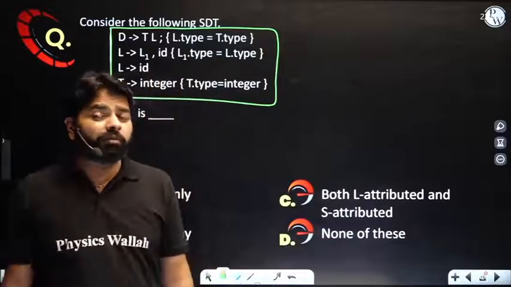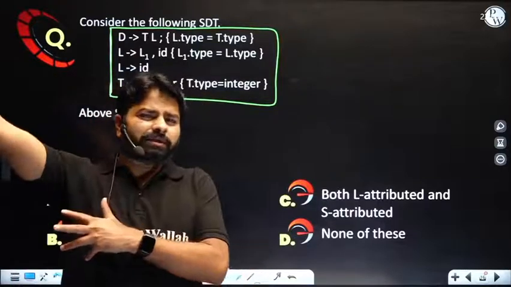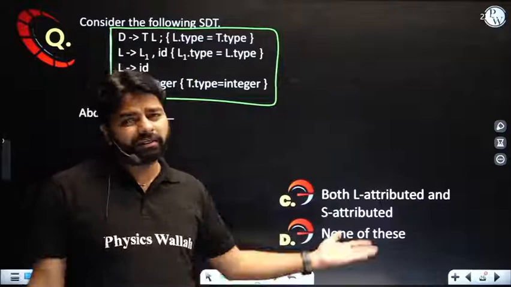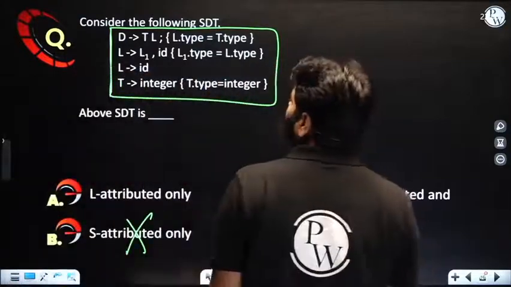Grammar, if it is not following both of them, then it might be the problem like somewhere you are computing using right sibling. That never happens in L attributed as well as S attributed. So you can go for none of this. Okay, let's look at each one, what it is doing.